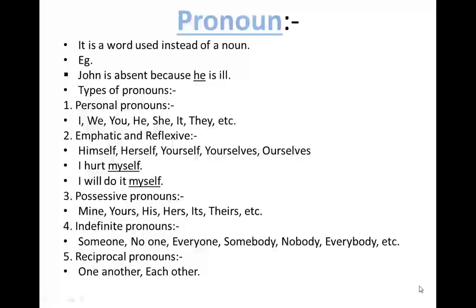Possessive pronoun. Possessive means to show some possession, and possession means ownership.